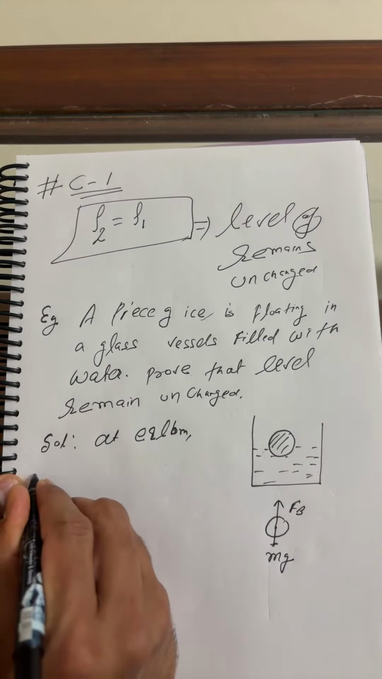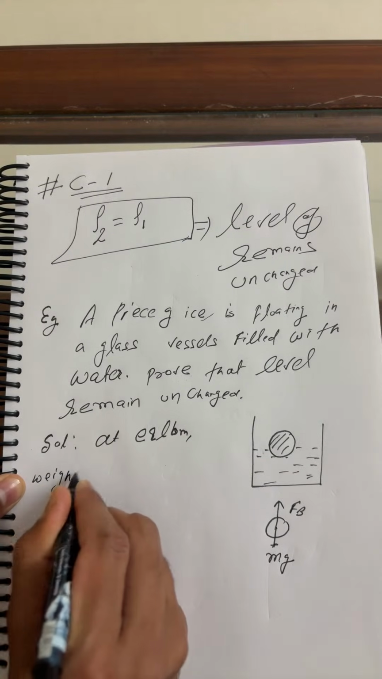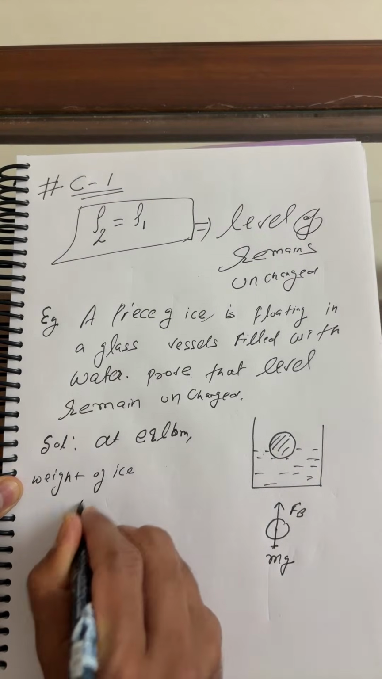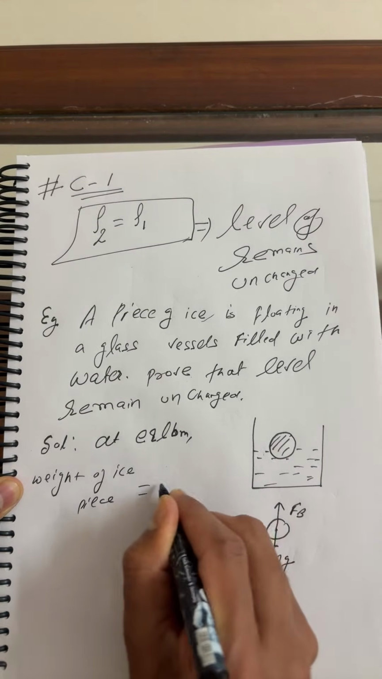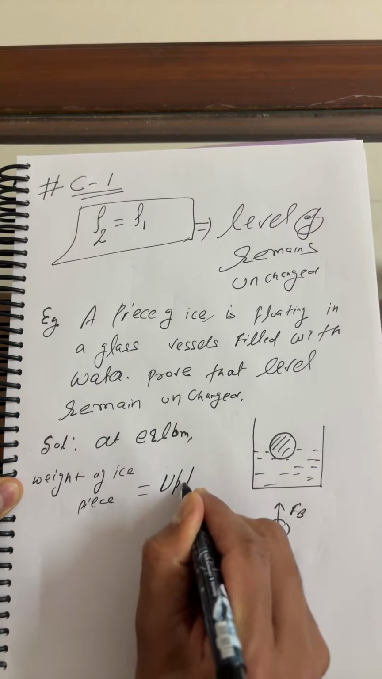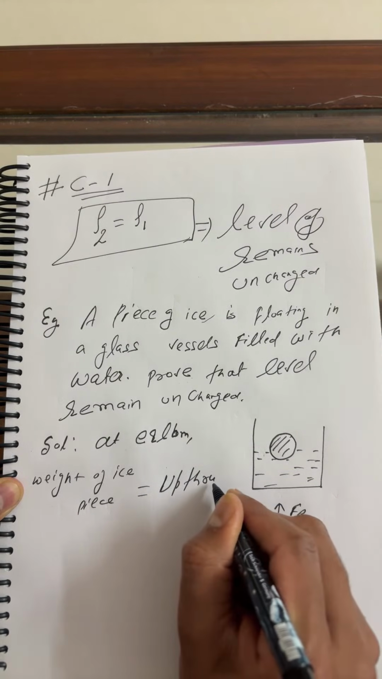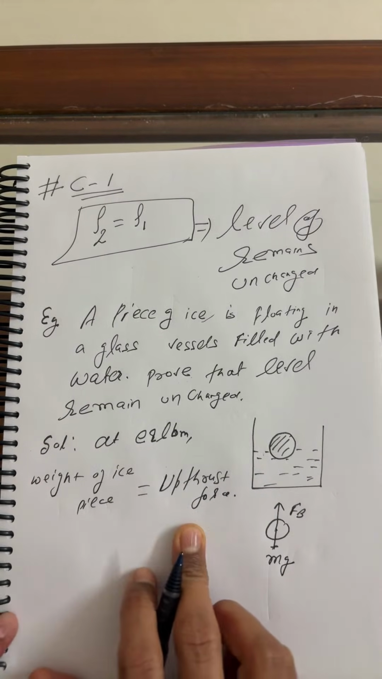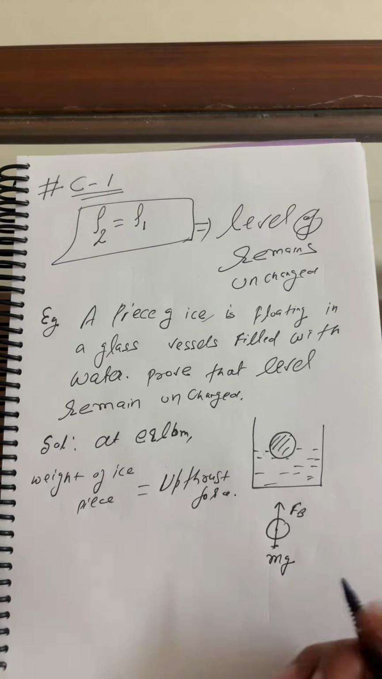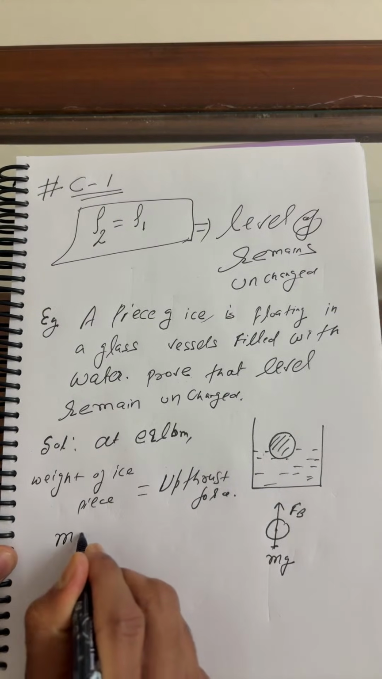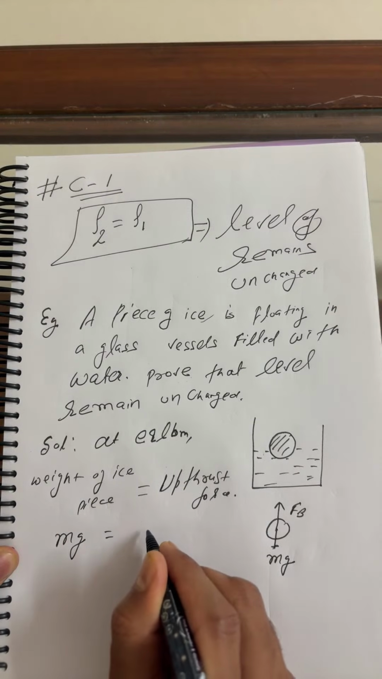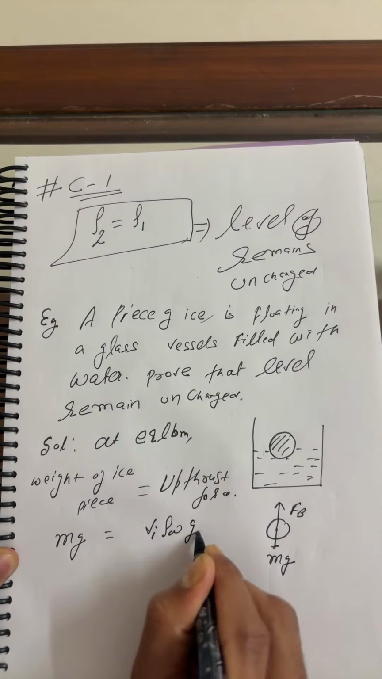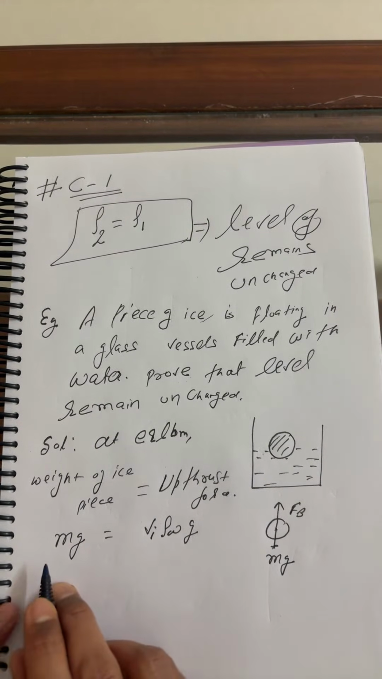So simple, beta, you can write: weight of ice piece is equal to upthrust force. Weight of ice, this is the upthrust force. Weight is mg, which equals volume immersed times density of water times g. Here mg is the mass of ice times g.